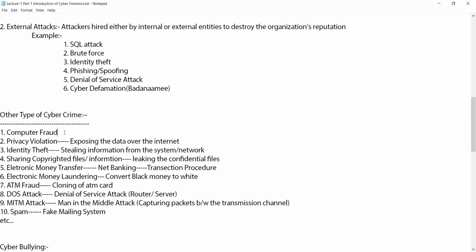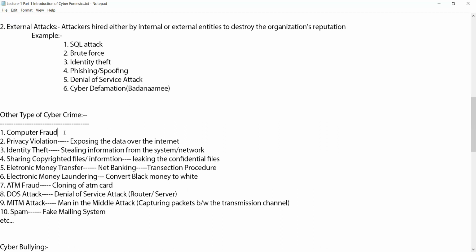Okay. The next type of crime is called electronic money transfer. Electronic money transfer mostly involves net banking as well as the transaction procedure. In that scenario, cyber criminals use different types of attacks on the basis of social engineering and MITM, and they gather packets between the transmission channel, and after that they perform the attack called electronic money transfer, right? So these are the types of attack involved in cyber crime.